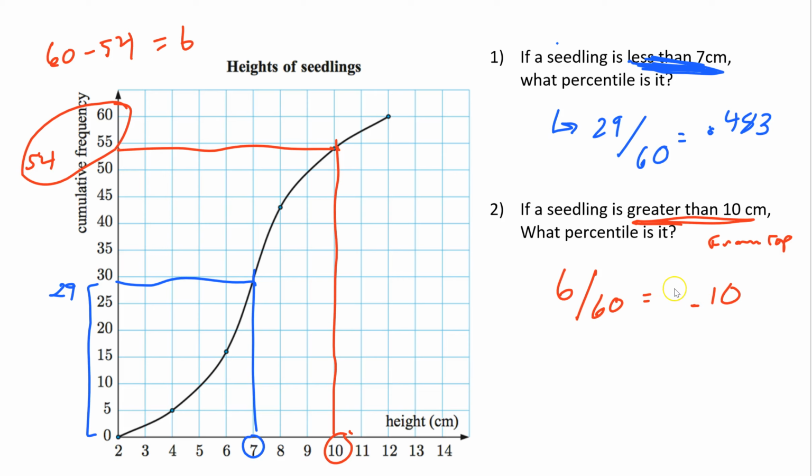The key thing with this stuff is to keep in mind, less than goes from the bottom. All right, so if it says less than, you want to go from the bottom. If it says greater than, you want to go from the top. It's a general rule for cumulative frequency. Always true. Less than from the bottom, greater than from the top. Now let's do some examples. Let's do some real examples.